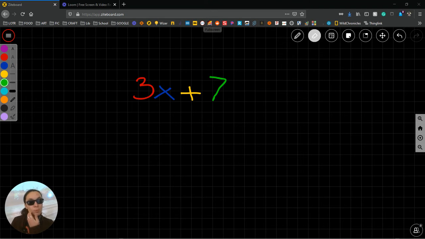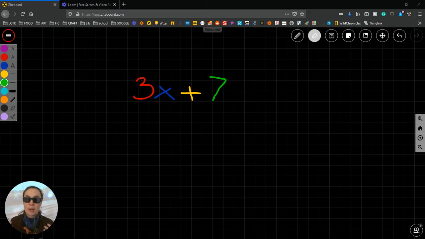This is example 1 of lesson 2.5, which is called Simplifying Algebraic Expressions. In front of us here we have an algebraic expression, that is 3x plus 7. 3x plus 7 is an algebraic expression, not an equation, because it contains both numbers and variables.